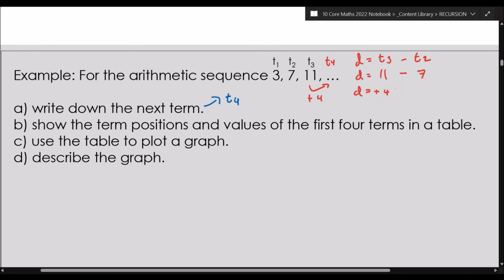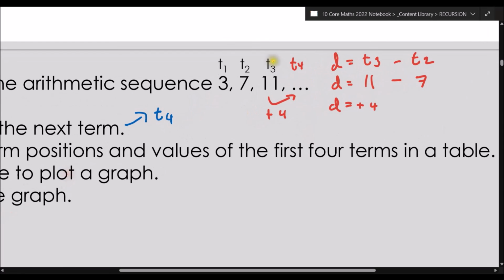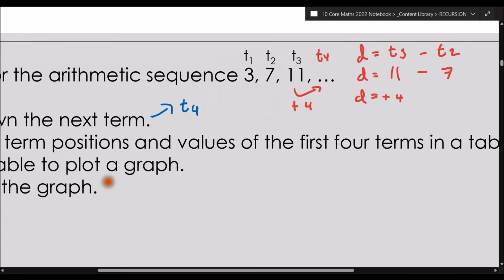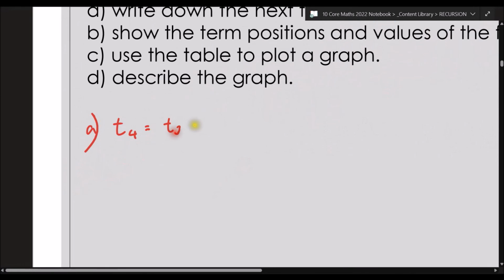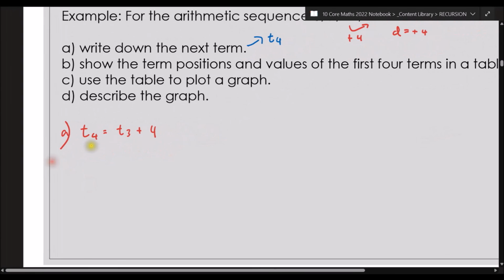Okay, I'm adding 4. So that means for question A, T4 is going to be, according to this, whatever T3 was, plus 4. So T3 plus 4. Okay, and in this case, T3 was 11. So T4 is going to be 11 plus 4, which means the fourth number is 15. Okay, there's that.